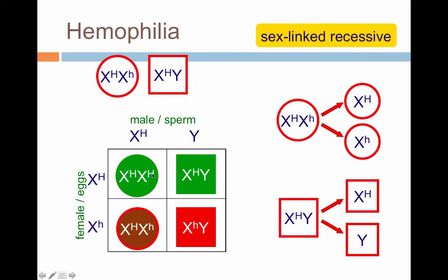Then you can determine who has hemophilia and who doesn't. This female does not have hemophilia. This female does not have hemophilia, although she's considered a carrier because she's carrying the recessive hemophilia allele. This male does not have hemophilia because he has the normal allele. This male does have hemophilia because he has the recessive hemophilia allele.